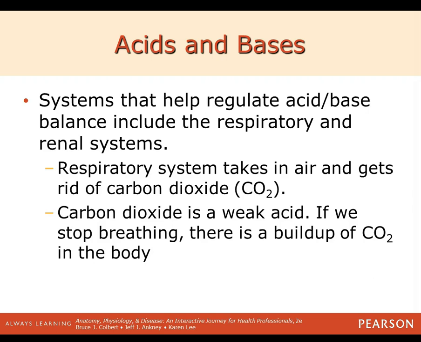Systems that help regulate acid-base balance include the respiratory and the renal systems. The respiratory system takes in air and gets rid of carbon dioxide. When we say air here, it takes in a lot of different kinds of chemicals with the air, but we're talking primarily of oxygen. Carbon dioxide is a weak acid. If we stop breathing, it builds up in our body, and that can cause a condition called acidosis, which can disrupt the function of our cells and our organs. So making sure that people are breathing properly.